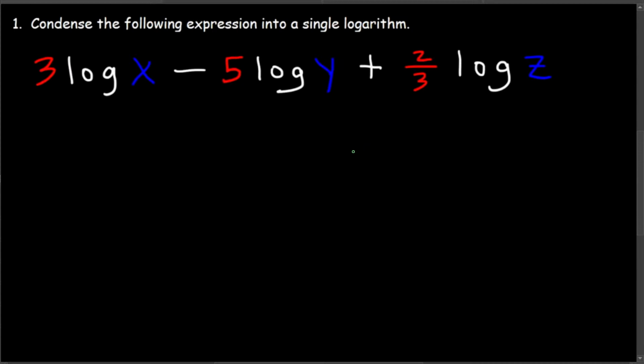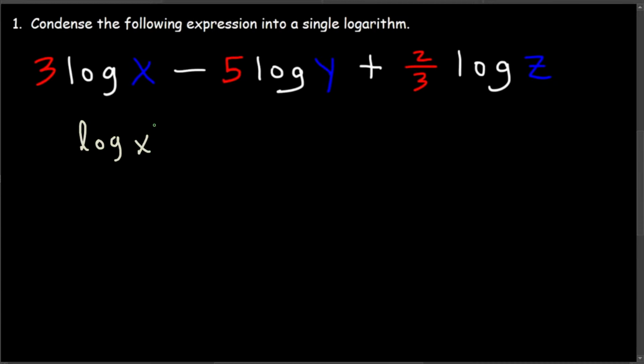This problem here is asking: condense the following expression into a single logarithm. So what we have to do is express the given logarithm in a single form. Now let's see how to do that. First, what we can do is bring all these multiplications in front to the power.